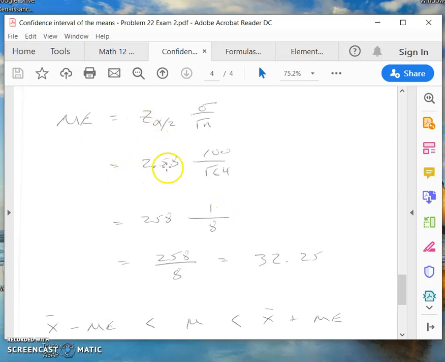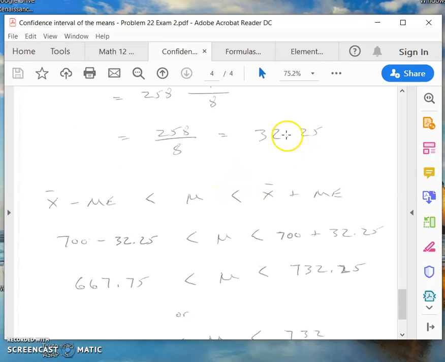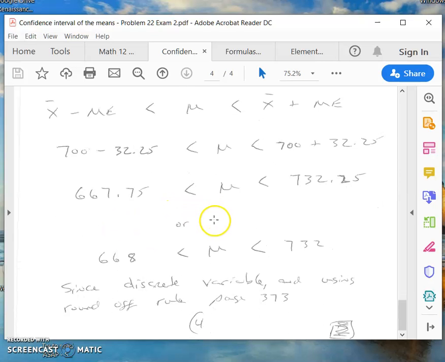The margin of error is the 2.58 times this standard error. Crank it out, get your calculator. Boom, there it is, 32.25. So the x bar we got from the information given to us is 700. So it's 700 plus 32.25, and it's 700 take away 32.25. Crank that out, and here's what you get. You get this, and you get this.